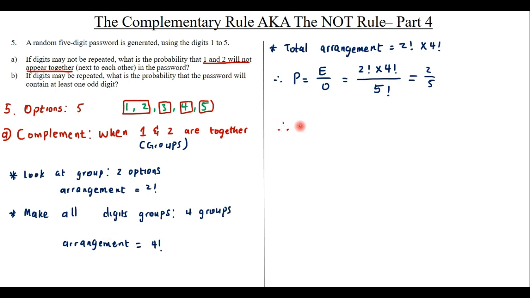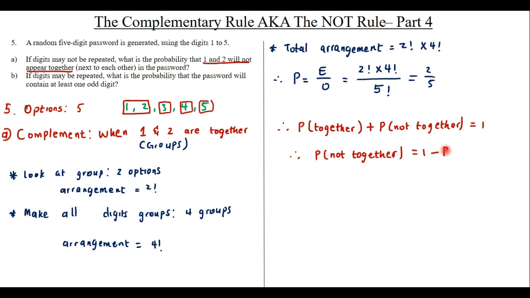Now to answer that, when I say the probability when they're together, we know that the probability together plus the probability not together will always be equal to 1, right? It will always be equal to 1. Therefore, to get the probability when they're not together, all we have to do is take 1 and subtract the probability where they are together.